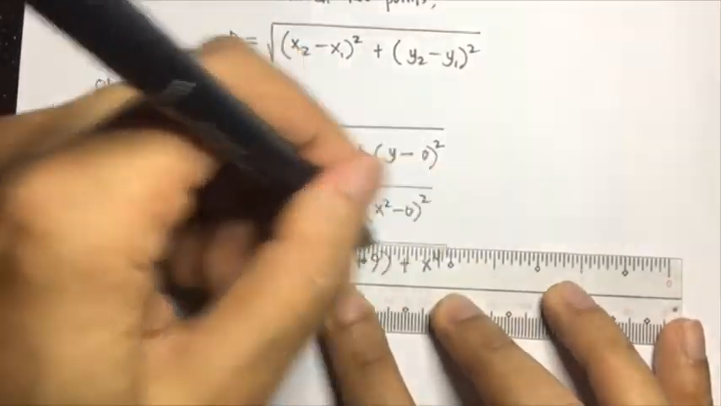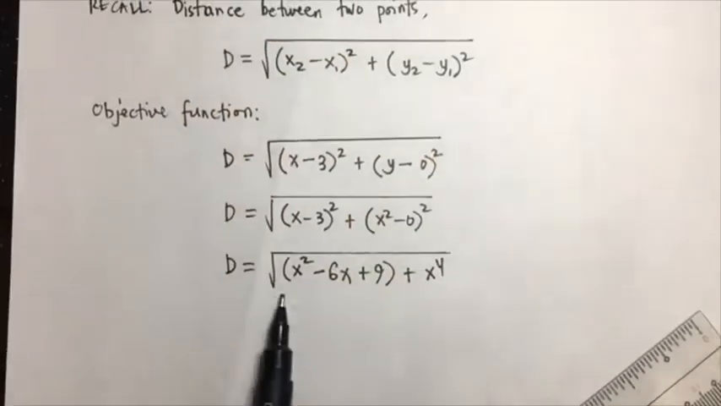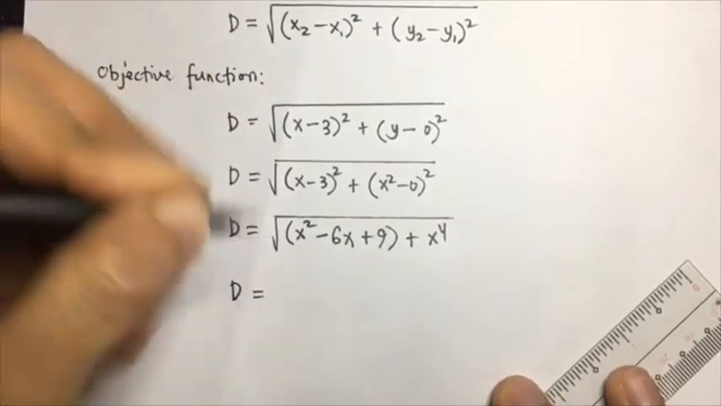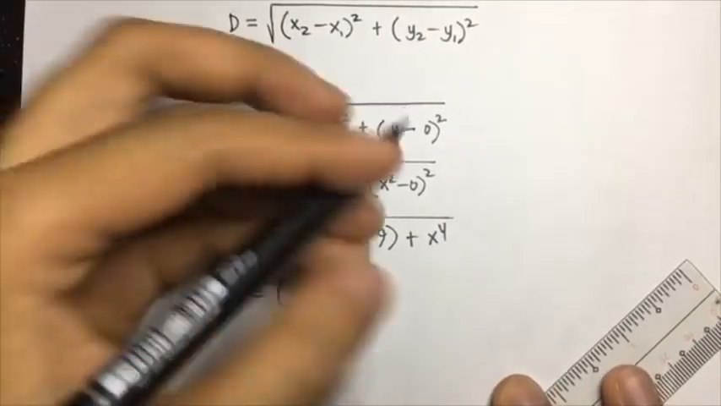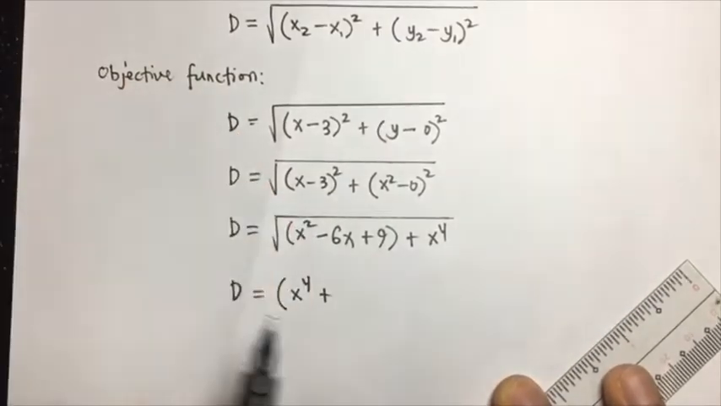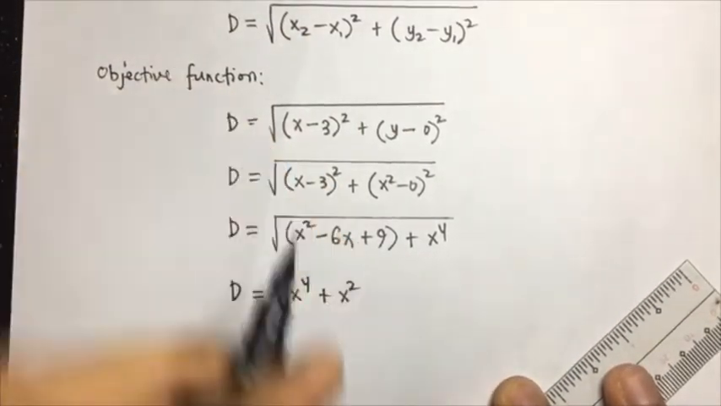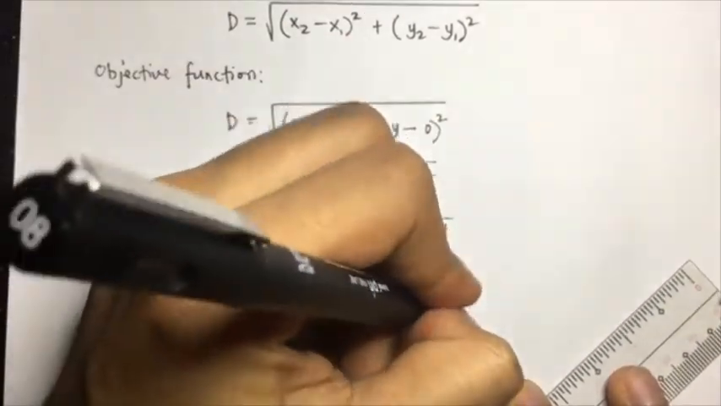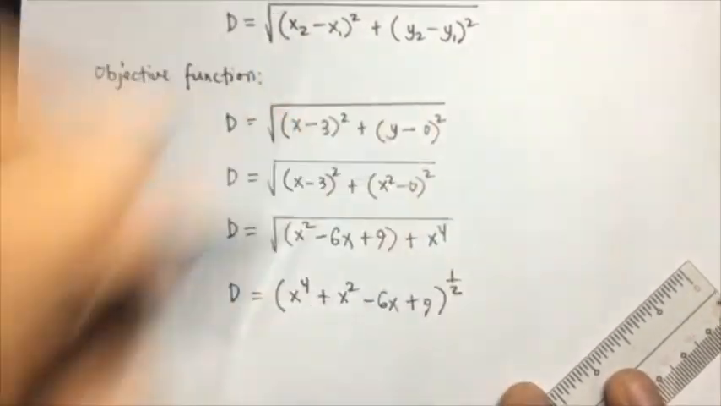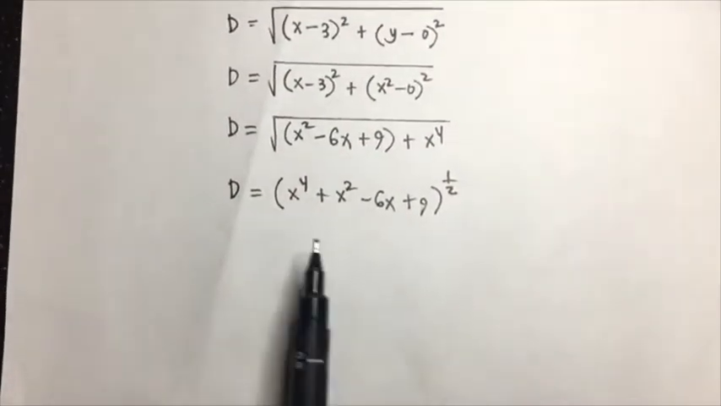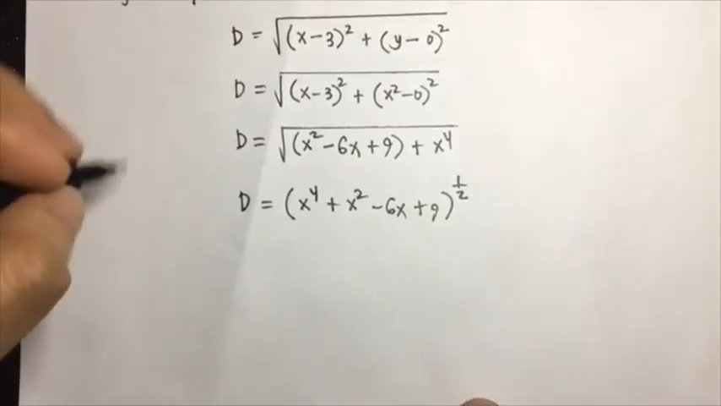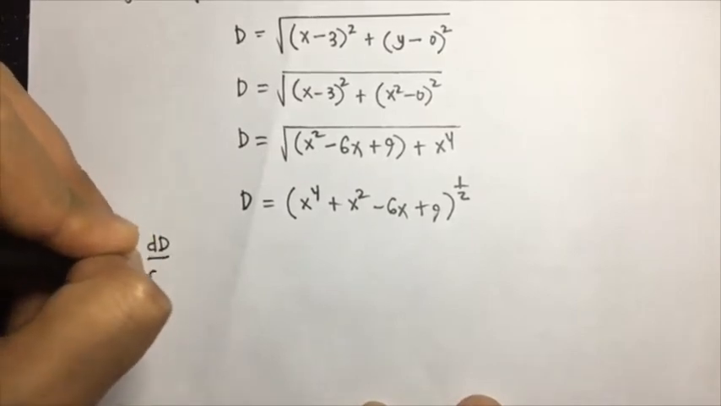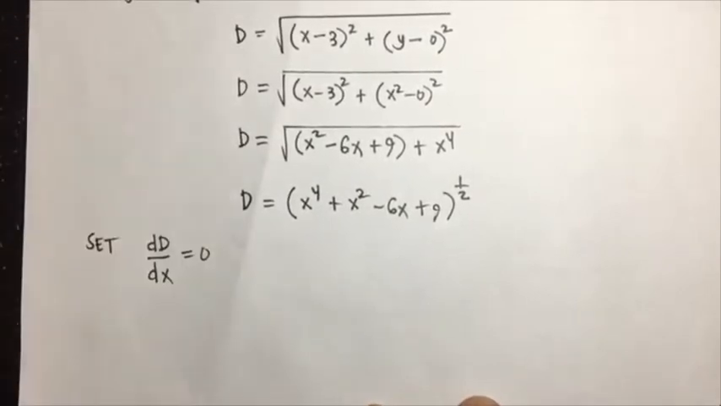Or we can rearrange this and express the radical in exponential form so that we can derive it easier. So it will become d is equal to (x to the 4th plus x squared minus 6x plus 9) raised to 1/2. So this is now our objective function. We will set its first derivative to 0. So set the derivative of d with respect to x to 0.